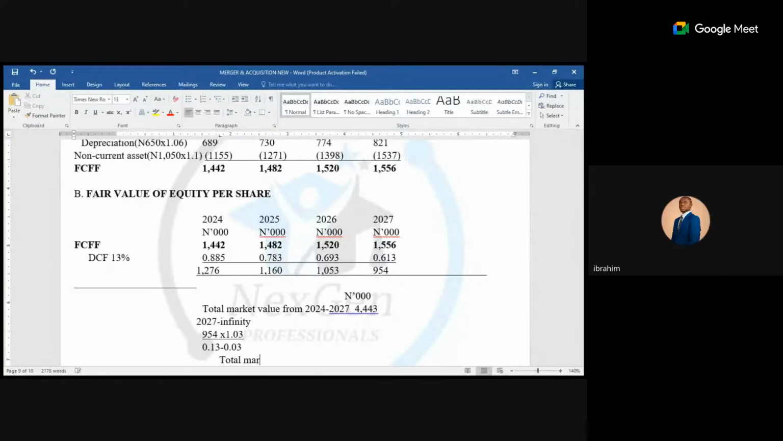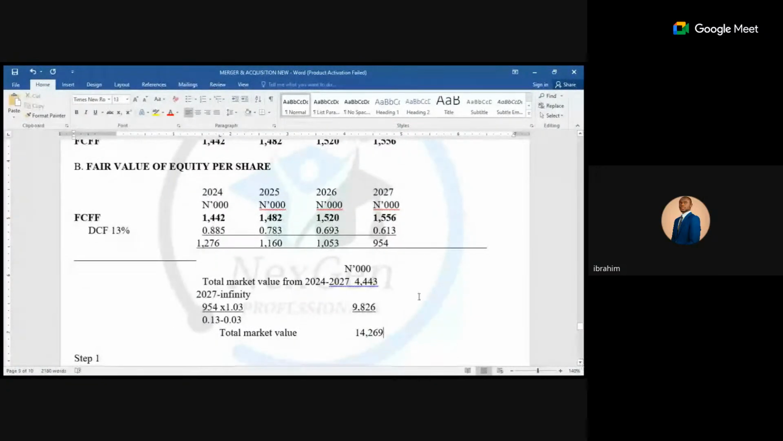Total market value, what do you have? 9,826. So what is the total? 14,269. Class, you've not solved the question. You've not studied what the examiner asked, the value of equity. You only calculated the total market value of the company. And please, can you mute your mic?